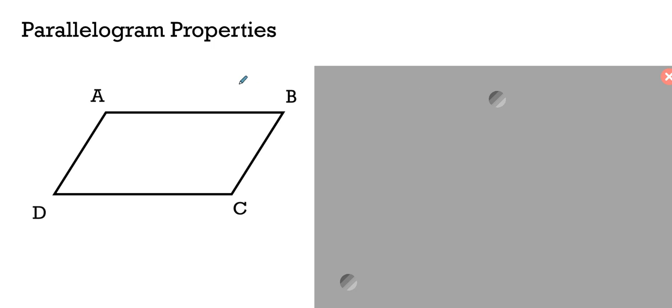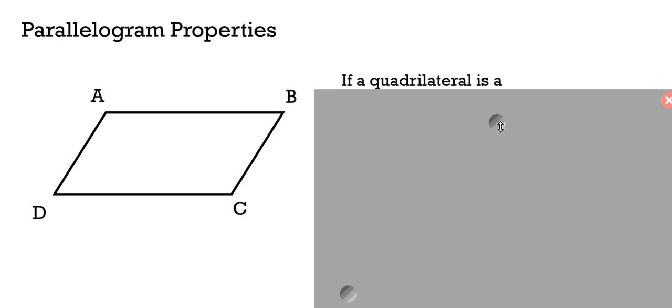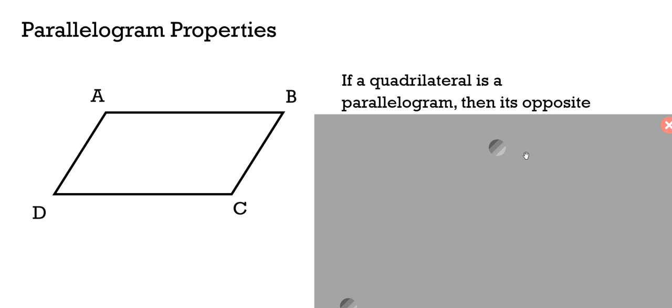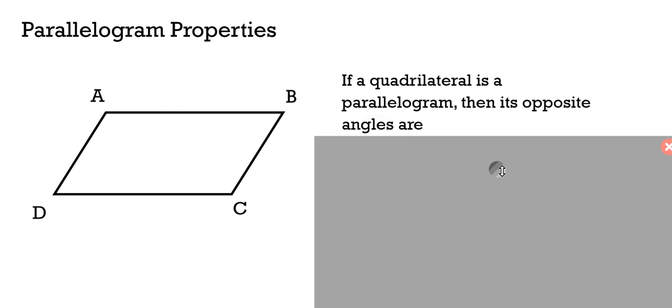Again, this is a parallelogram. I'm telling you that. I just didn't want to take the time to put the marks on it. I don't want the lecture longer than it needs to be. And so we're looking at if a quadrilateral is a parallelogram, then its opposite angles are.